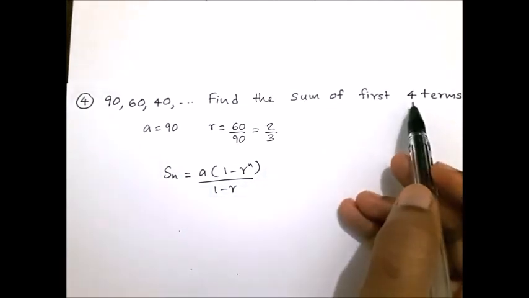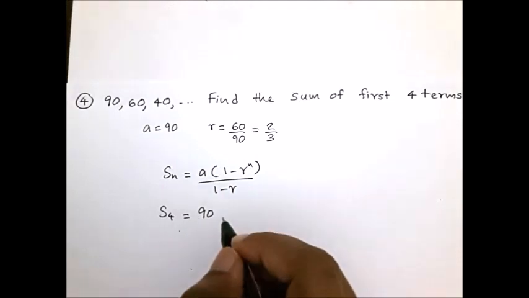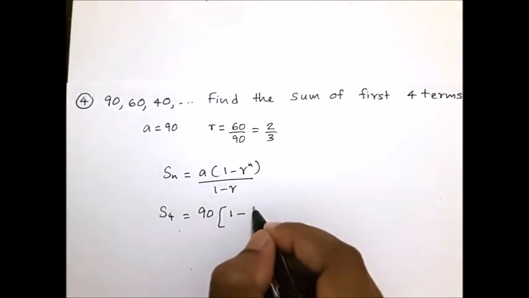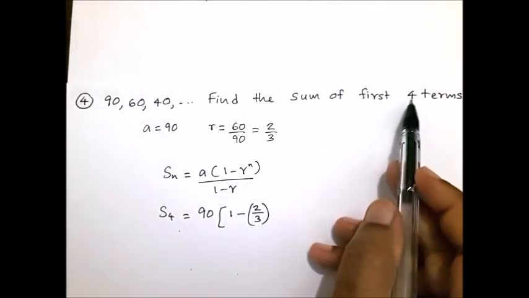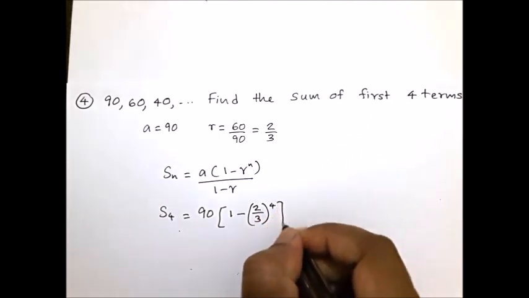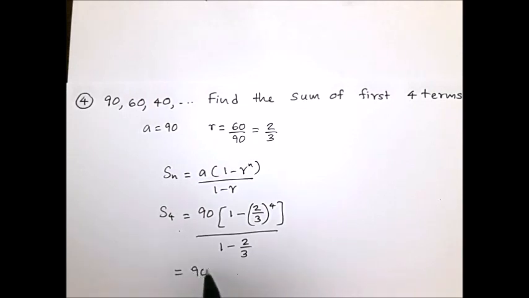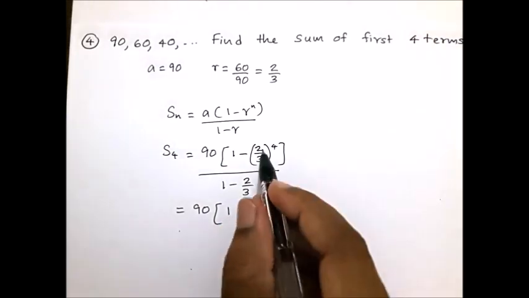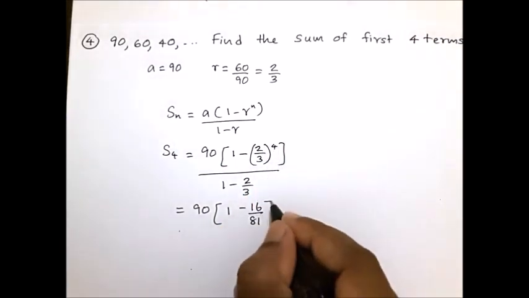You have to find the sum of 4 terms. It is S4. First term is 90. 1 minus r, which is 2 over 3, to the power 4. Sum of first 4 terms, so n is 4. 1 minus again r, which is 2 over 3. 90. Now remove brackets. 2 to the power 4 is 16. 3 to the power 4 is 81.